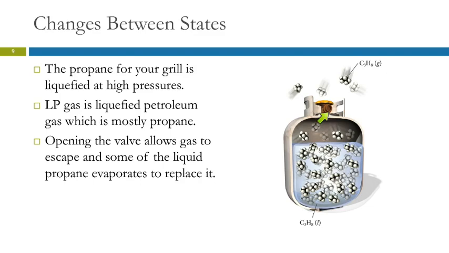When we open the valve here, we release the pressure and allow the propane that's in the gas state to escape. As the pressure decreases, then more of the propane will go into the gas state, and that will keep happening until this has all turned into a gas. The reason we do this to the gas is because it takes up so much less space when it's liquefied.